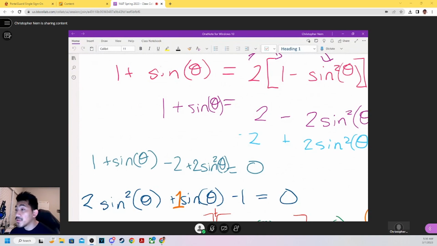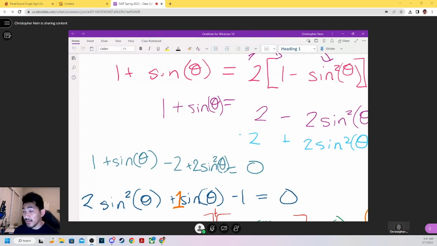The reason why we move it to one side is because the highest exponent is 2. This is a quadratic equation, so you have to recall from pre-calc algebra. You like to set everything equal to 0 because in a quadratic equation, to find the solutions, you're finding the zeros, the x-intercepts, all of that good information. So, over here, I combine like terms and whatnot. I have 2 sine squared theta plus 1 sine theta minus 1 equals 0.